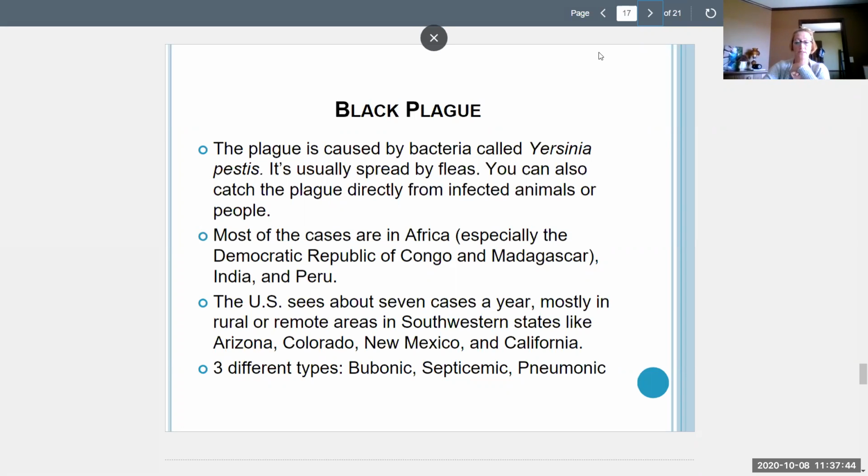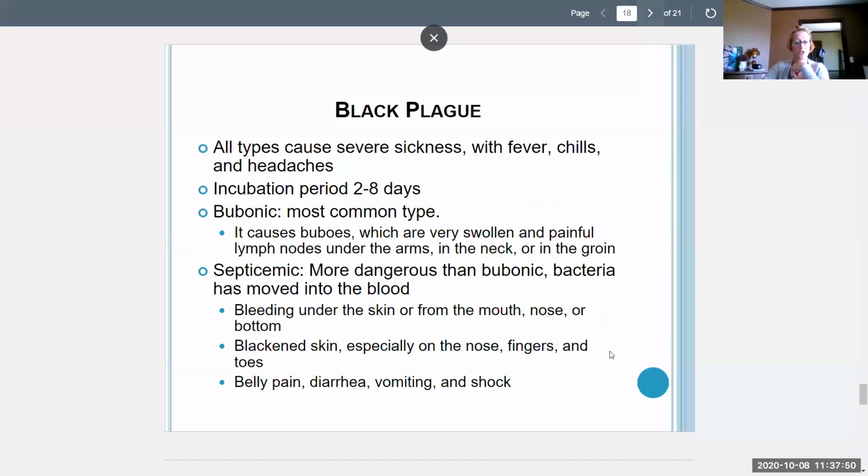You have your bubonic, septicemic, and pneumonic. All types cause severe sickness with fever, chills, and headaches. The incubation period is 2 to 8 days. The bubonic plague is the most common type, which causes buboes, or boils, which are swollen and painful lymph nodes under the arms and the neck or in the groin. Septicemic is more dangerous than the bubonic because the bacteria has moved into the blood. Then there's bleeding under the skin, from the mouth, nose, or bottom, blackened skin, especially on the nose, fingers, and toes, and then belly pain, diarrhea, vomiting, and shock.